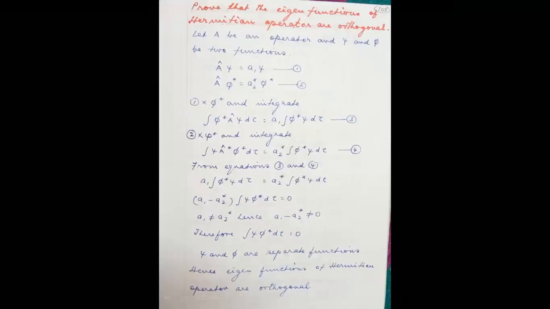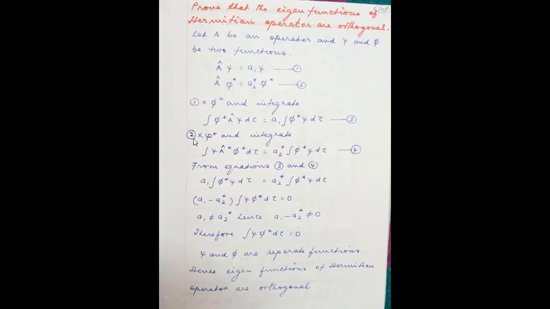Now look here. I'm going to prove the functions are orthogonal. The same principle. A operator psi equals A1 psi. A operator star on phi star is equal to A2 star phi star. I am taking these equations. As usual, I'm going to multiply the first equation with phi star and integrate. It is integral phi star A operator psi d tau. This is equal to A1, which can be taken out, integral phi star psi d tau.